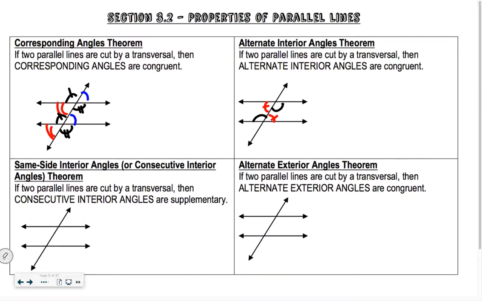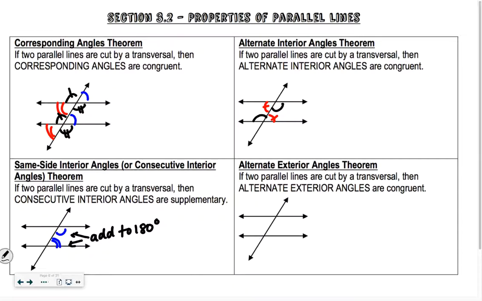All right, so the next one. So it says same side interior angles, or like I said, sometimes I call them consecutive interior angles. So this theorem says if two parallel lines are cut by transversal, consecutive interior angles are not congruent, they're supplementary. Okay, so those are the angles that are like here and here. So these will add to 180.